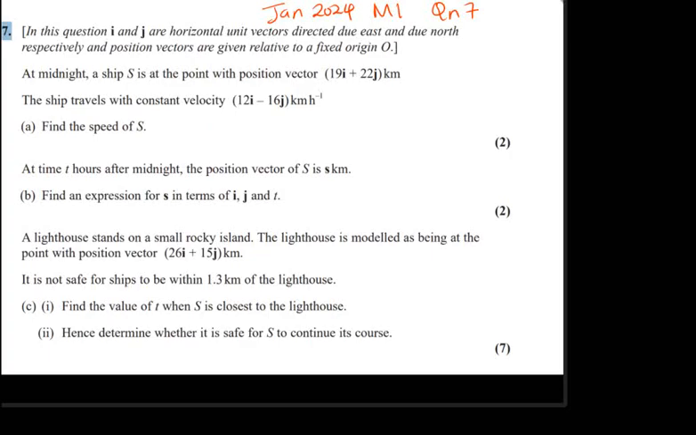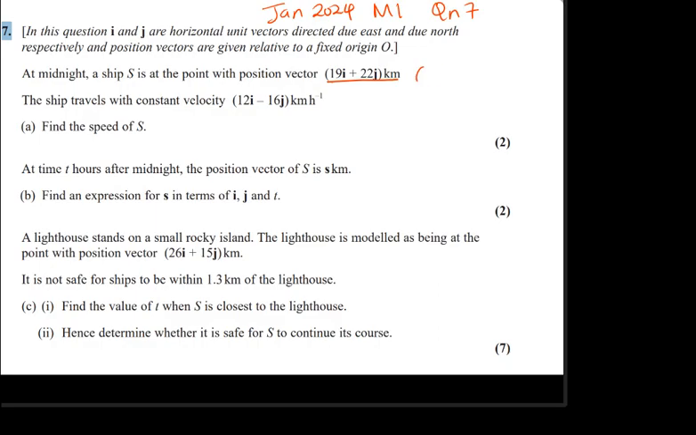At midnight, the ship was at a point with position vector. That is OS, the displacement of the ship from the origin. The ship travels with a constant velocity of 12i minus 16j. Find the speed of S.